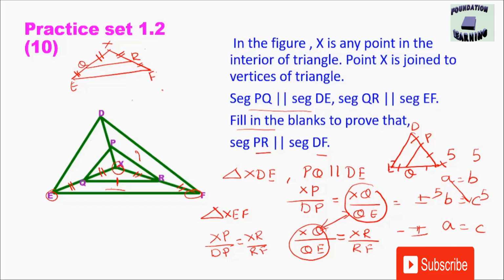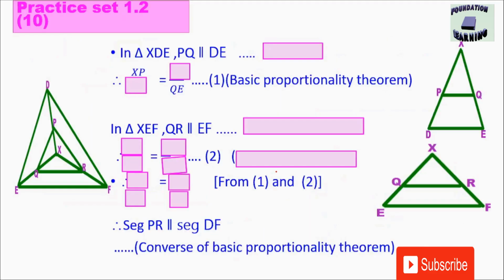Let's see where they are and which lines will be parallel because of their proportionality. We have got XP is to DP, which is equal to XR is to RF. So, which sides will be proportional? XP is to DP and XR is to RF. Therefore, which sides will be parallel? Parallel will be PR to DF. So we have proved it. Sec PR is parallel to sec DF.